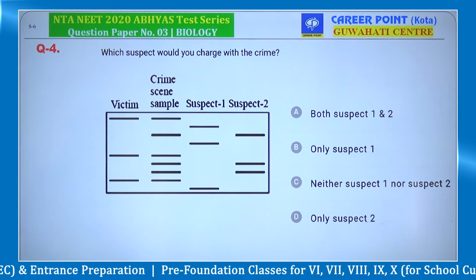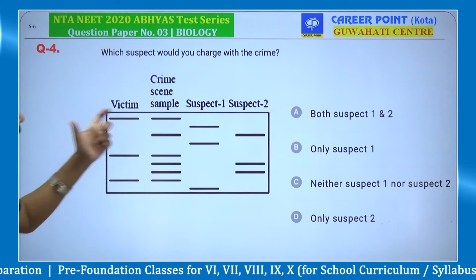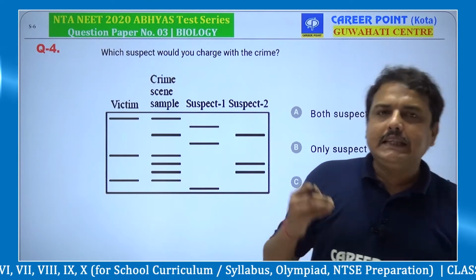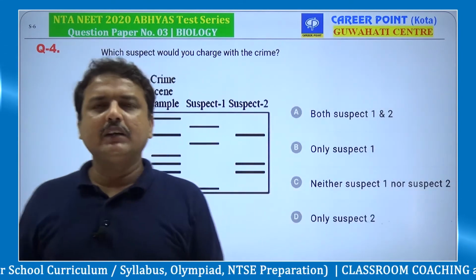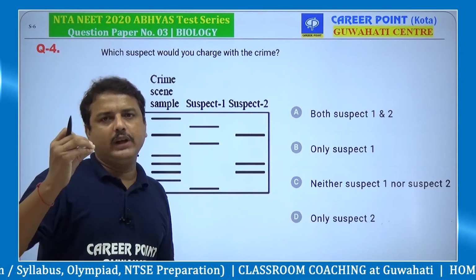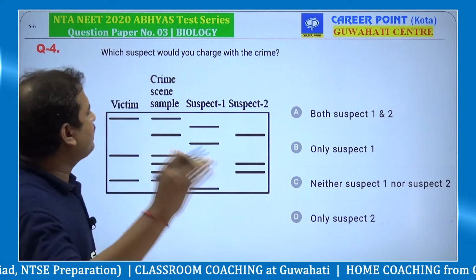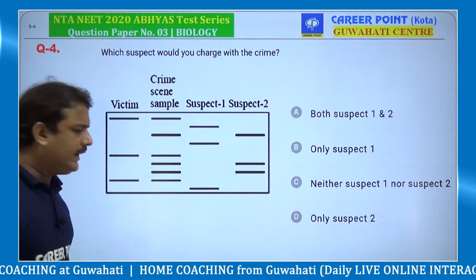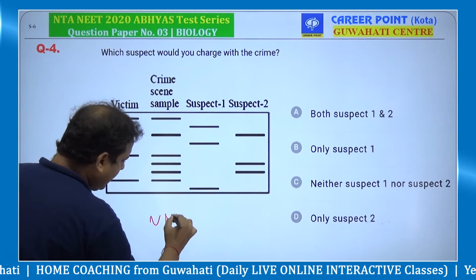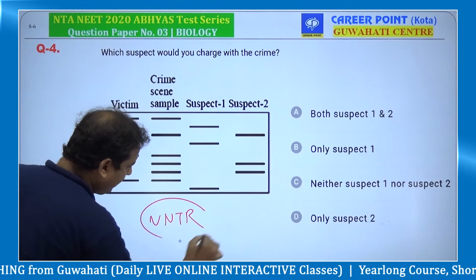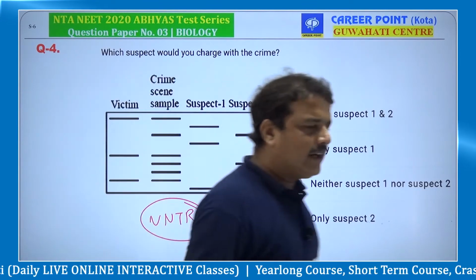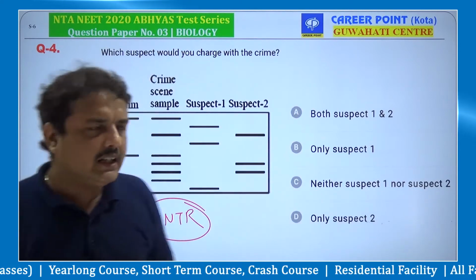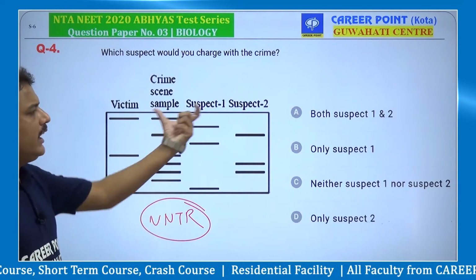Which suspect would you charge with the crime? So this question is from DNA fingerprinting. It is chapter number 6 of your class 12. So in DNA fingerprinting, as you know, the main basis of DNA fingerprinting is VNTR. Please remember that. That is variable number tandem repeats. Clear? VNTR is used for DNA fingerprinting.